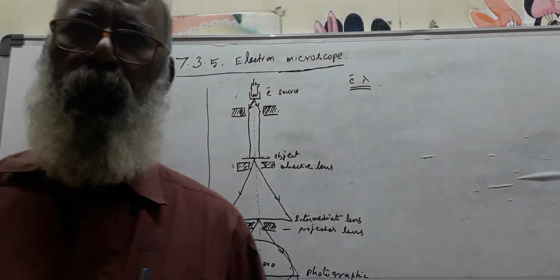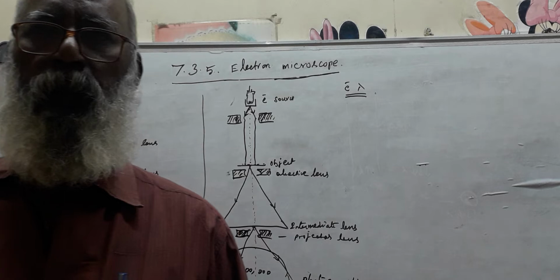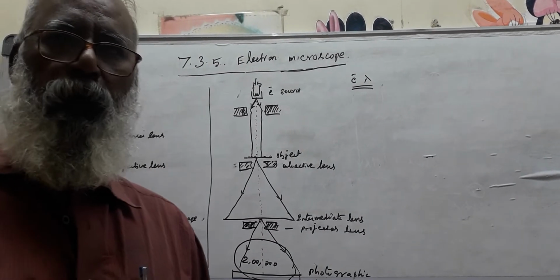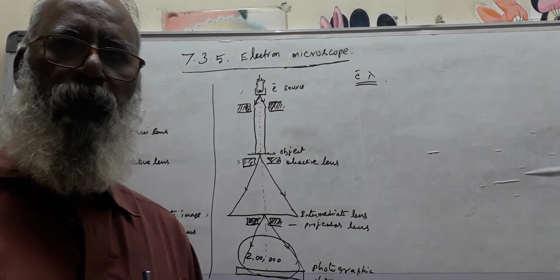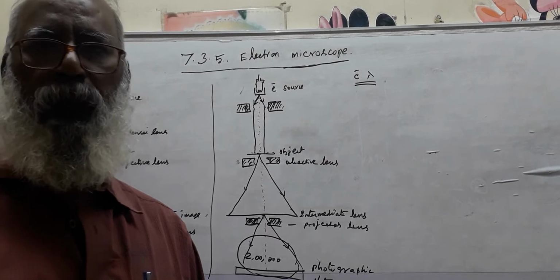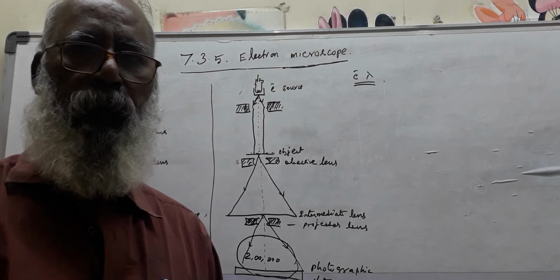7.35 Electron microscope. The electron microscope is invented by means of the application of matter waves of particles.